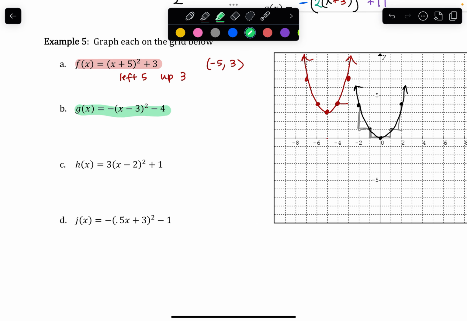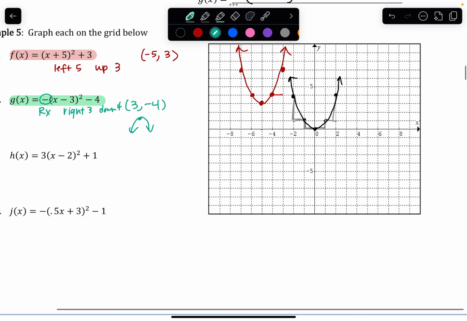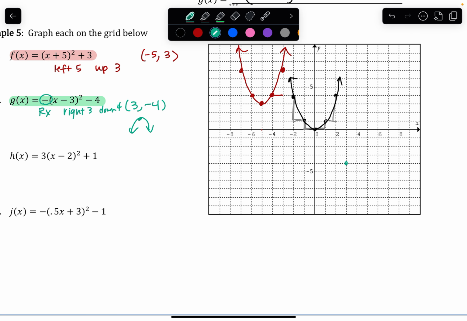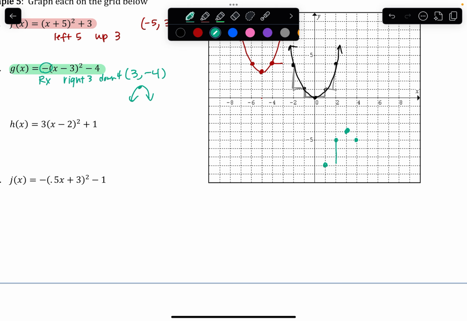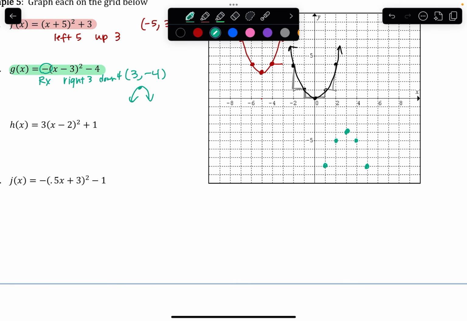Okay, for this next one, we can see that the vertex is right 3, down 4, but we also have a reflection. So this one's going to be upside down at (3, -4). So (3, -4), and then we still have the 1 point on each side, and then the next point would be 3 away. Only now we're upside down. But the pattern of the points has not changed because there's no stretch or compression.